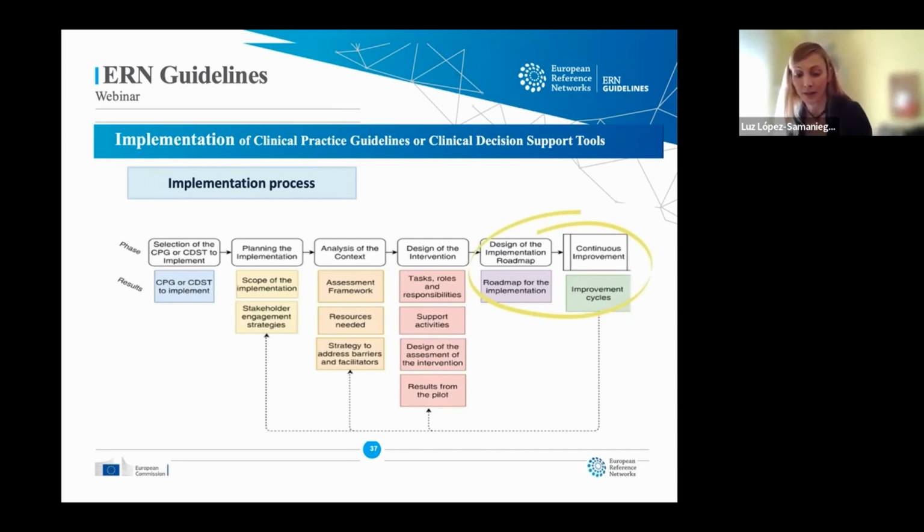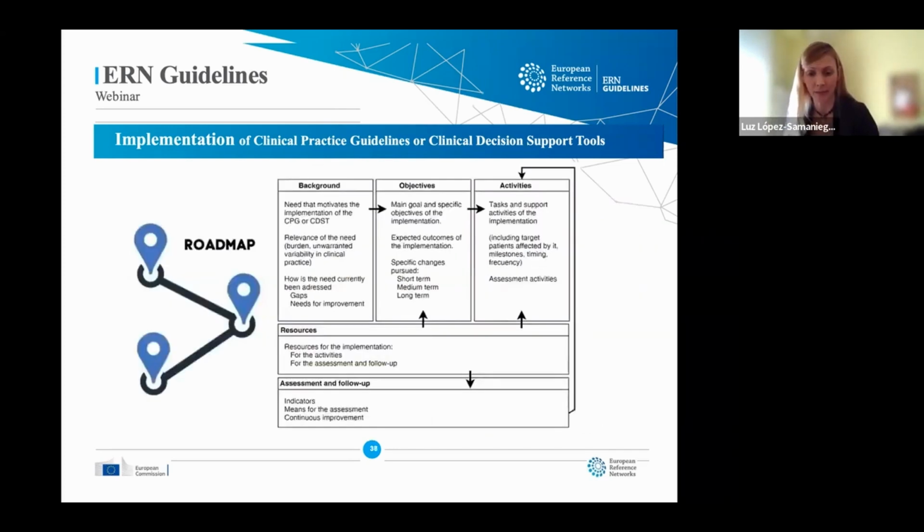Then in phase 5, the design of the implementation roadmap and to have it developed as a result. In this slide, so the differentiation of the roadmap. And last but not least, phase 6, with continuous improvement and the different improvement cycles as a result, in order to ensure the intervention will be regularly revisited to ensure it stays meaningful with regards to the need that motivated implementation in the first place. So please move to next.